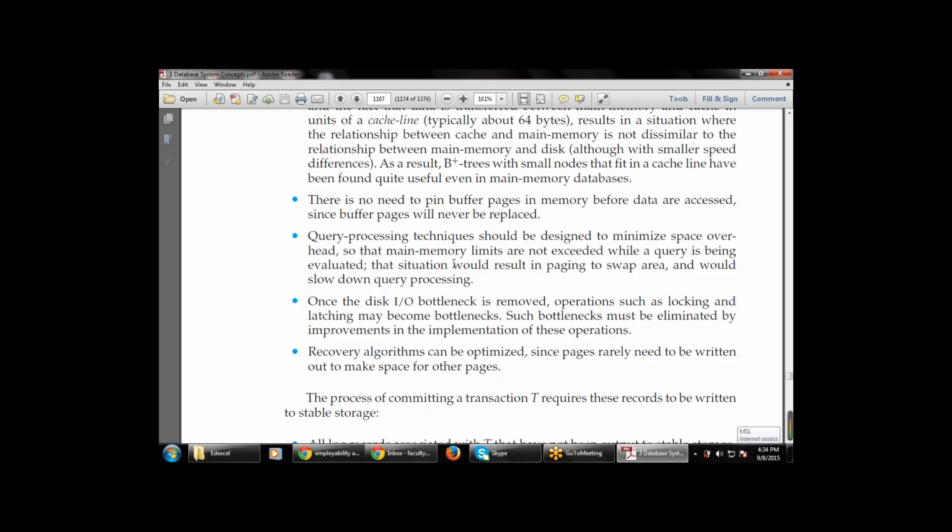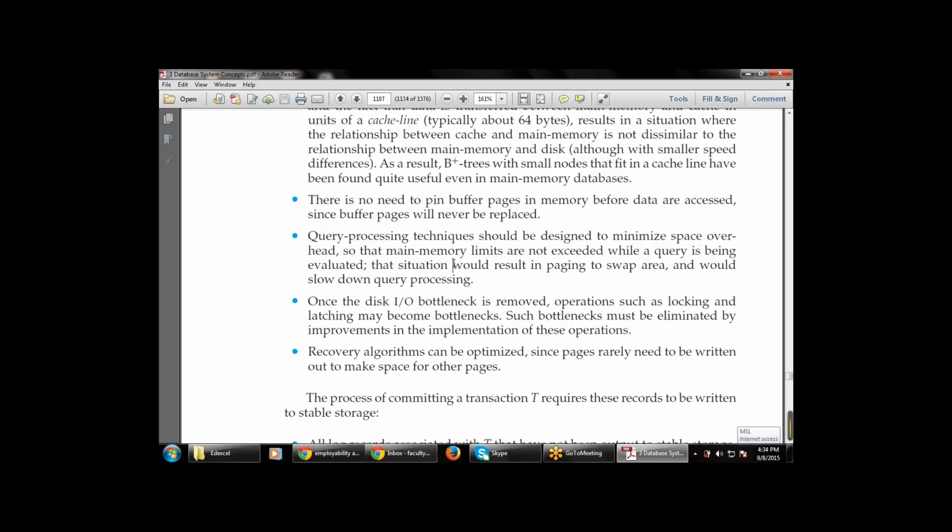So these are the various opportunities and scopes available for the input-output of main memory databases. Next, the recovery algorithm can be optimized, since pages rarely need to be written out to make space for other pages. Optimized means the cost can be reduced, because pages rarely need to be written out to make space for other pages.